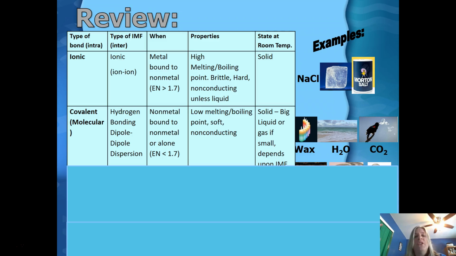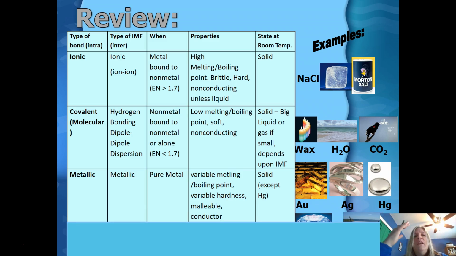Now, the state at room temperature here varies because it depends upon the size and the type of force. If they're solids, they're big, very big molecules; wax, for example, is a very large carbon-hydrogen molecule. They're liquids or gases depending upon their intermolecular force and their size. That's something we're going to talk about in a little bit.